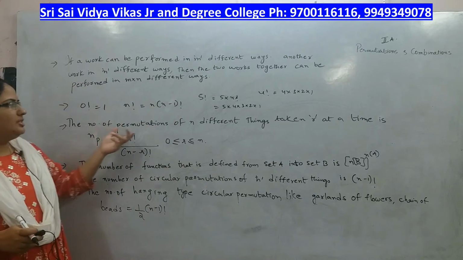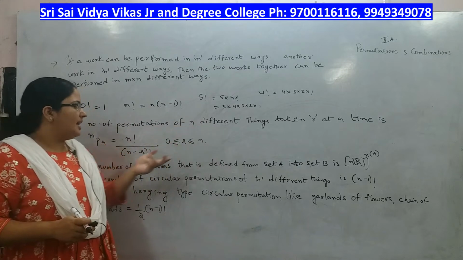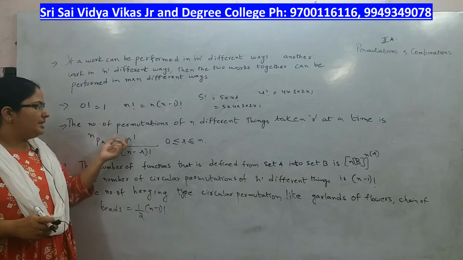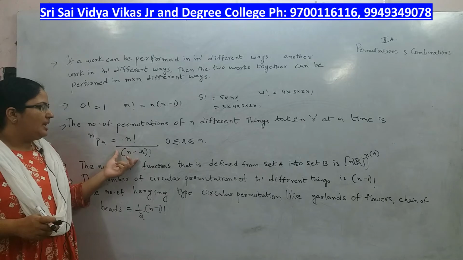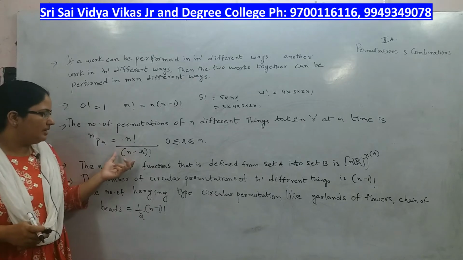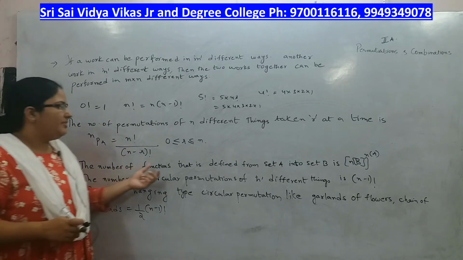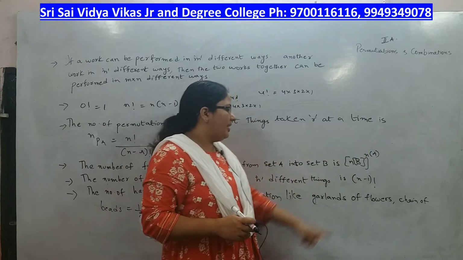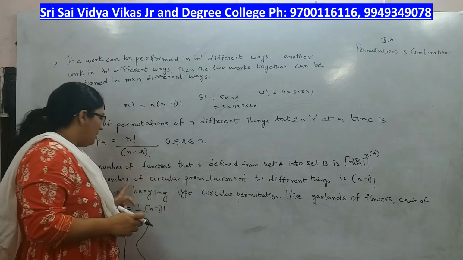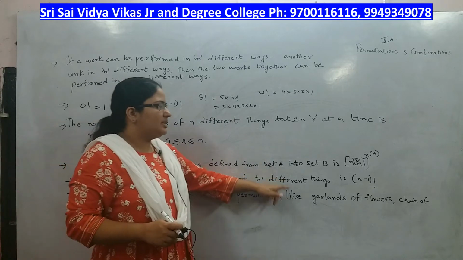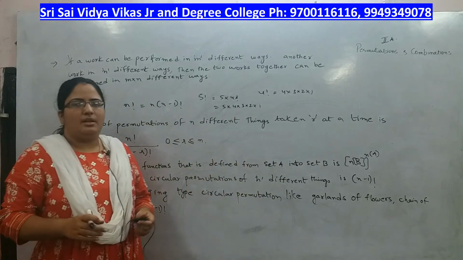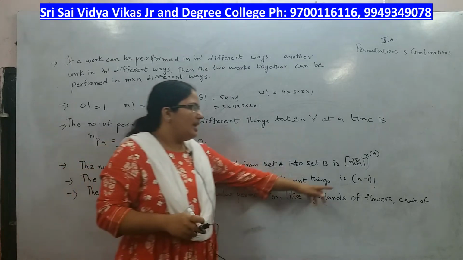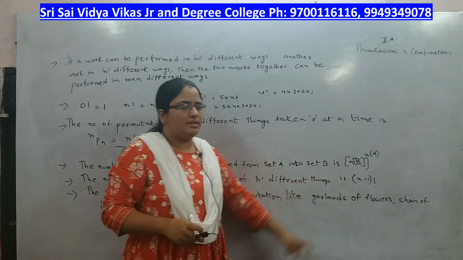The number of permutations of n different things taken r at a time is nPr. nPr can be written as n factorial by (n minus r) factorial. The number of functions that can be defined from set A into set B is n(B) power n(A). The number of circular permutations of n different things: suppose you want to arrange certain things in the form of a circle, then you can do it in (n minus 1) factorial ways.